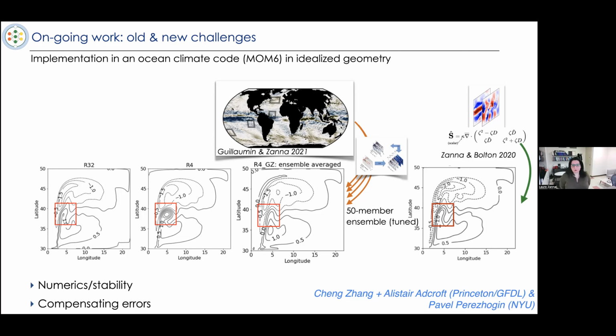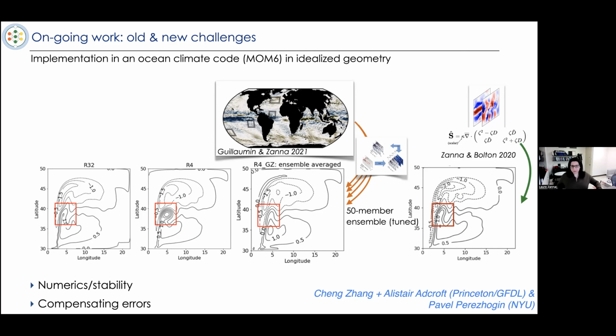Now, I always kind of joke around, is machine learning basically our savior, and then we're all done? Actually, we faced some of the same problem that many of us have faced, which is that numerics and stability are always an issue, right? So we had to tune down some of the things.